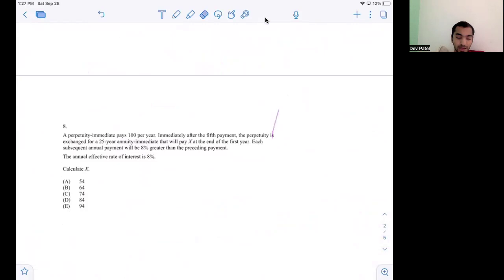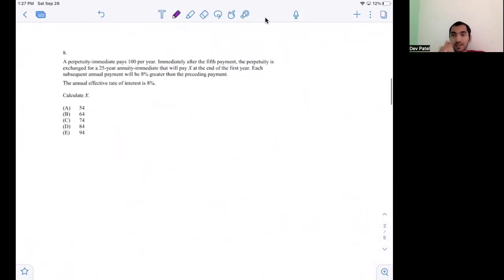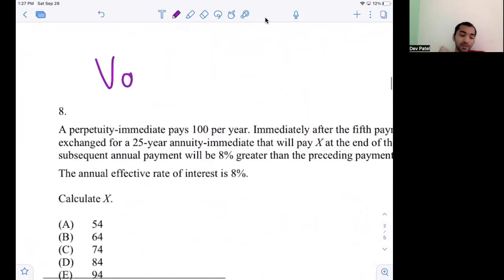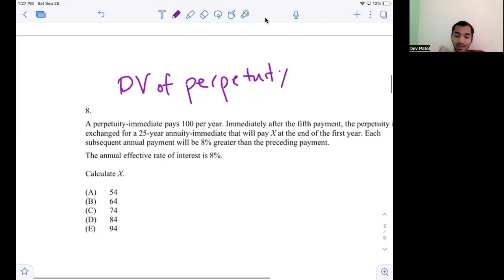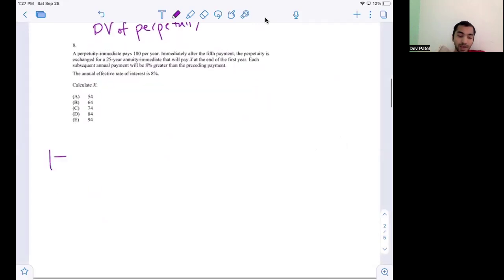A perpetuity immediate pays 100 per year. One of the things in this question, before I even read the question, is that the present value of a perpetuity doesn't change depending on the time. Why is that? Because if I'm getting $100 every single time step, it's the same as, even after, let's say, five payments, getting $100 at the next time step. Because it's a perpetuity, the present value is always going to stay the same, and we can see that here. So a perpetuity immediate pays 100 per year.